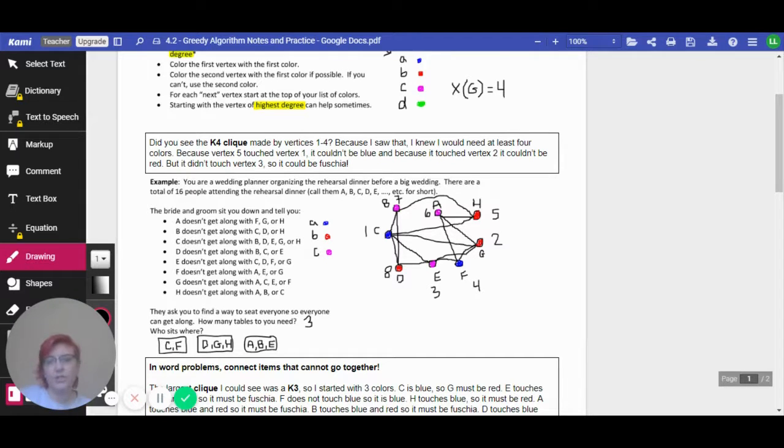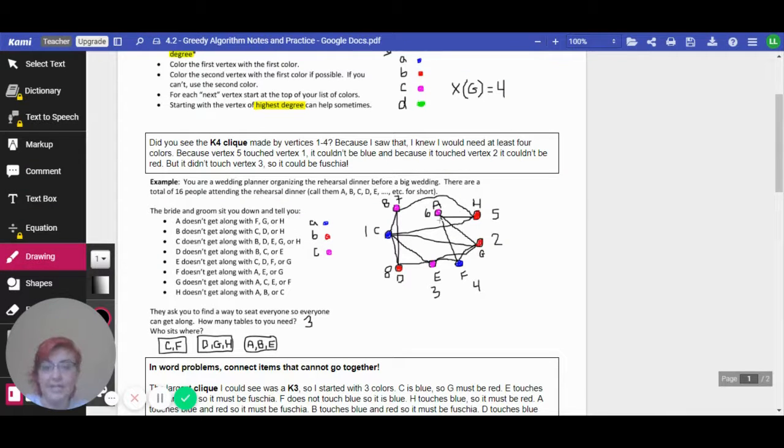Now, it's a little counterintuitive what we'll do here, but we're going to make each person a vertex, and the people who cannot get along, we're actually going to connect. We're going to make them adjacent because that means that those vertices will be different colors. So, vertices that are not connected, that means that they don't hate each other, and we can put them at the same table or color them the same color.